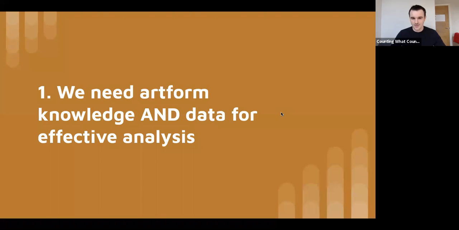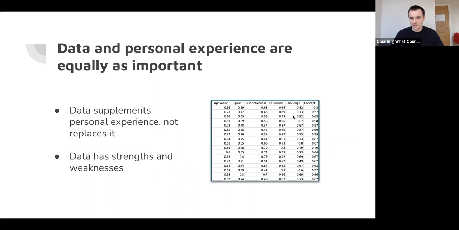Okay, so the first point is we need art-form knowledge and data for effective analysis. Although the toolkit is a data-focused project, data is not supposed to replace the experience that you have and others have. It's providing something extra to supplement that personal experience. That's because data has strengths that it brings, but there are weaknesses to data as well.